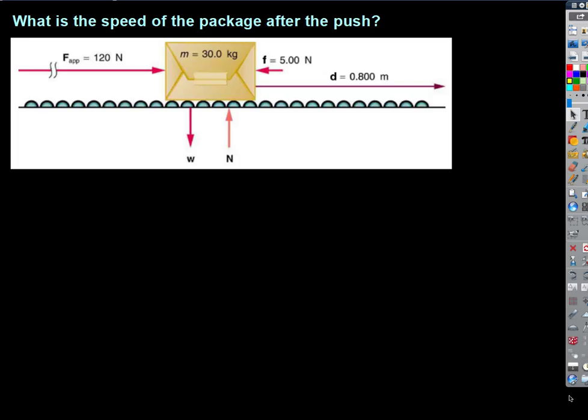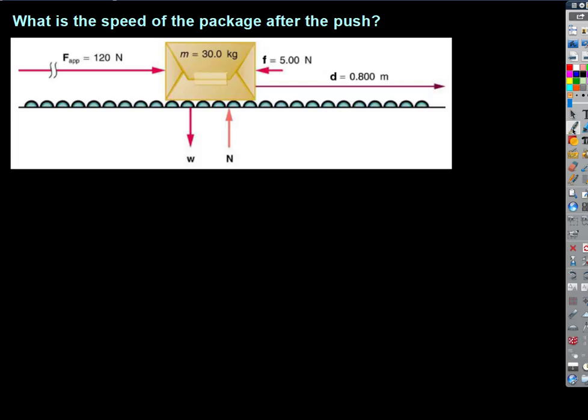Okay, so what if we wanted to answer the question here? Now, we don't want to use our old cumbersome vector methods, but if we want to find the speed of the package after the push, how could we do that? We don't want to use kinematics. We want to see if we can do this in a new way, in an energy way, work energy way. What could we do?